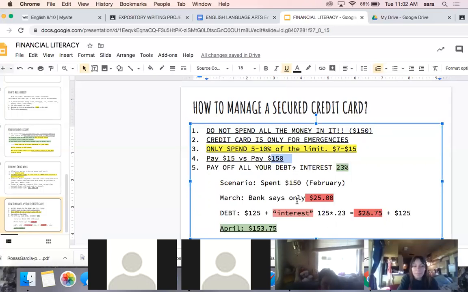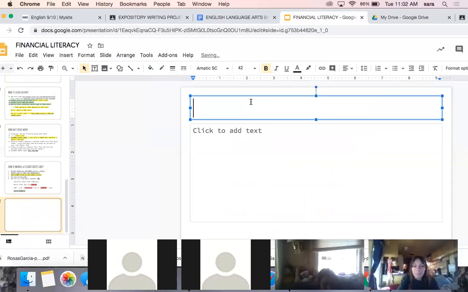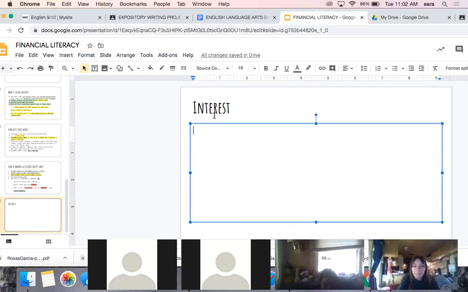Okay, and I put you in the scenario. There is something called interest, and this is where I'm going to continue. I'm going to focus now. Go ahead and grab your notes. There's something out there called interest. Okay, and interest is the money added on to a debt. And interest is always calculated by percentage.